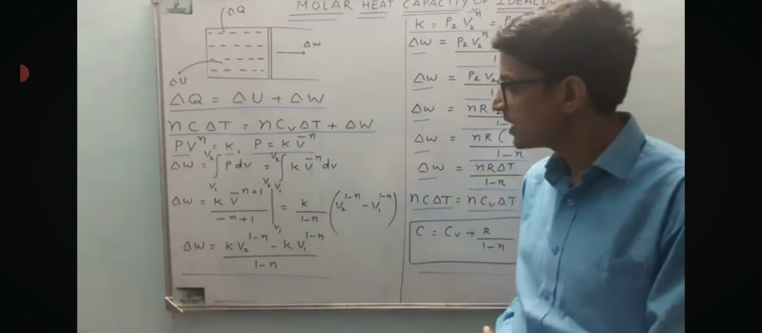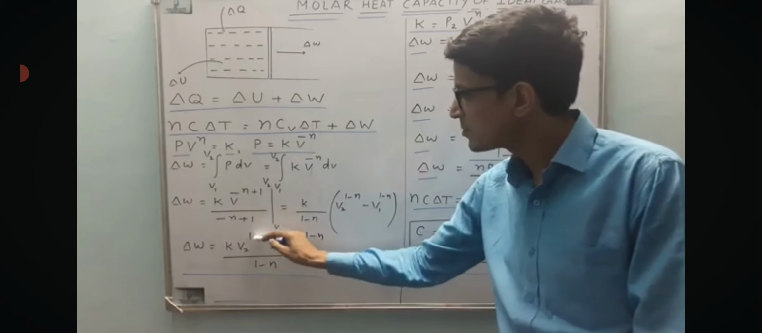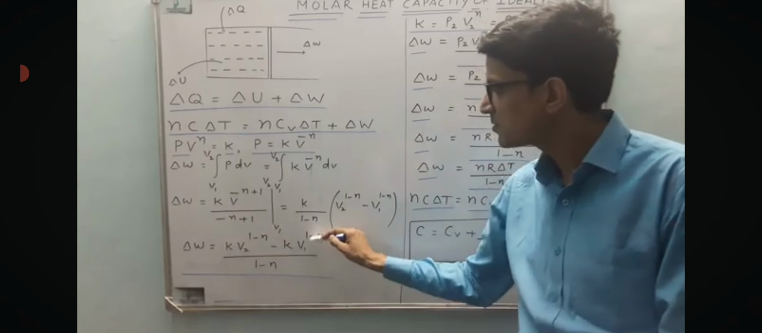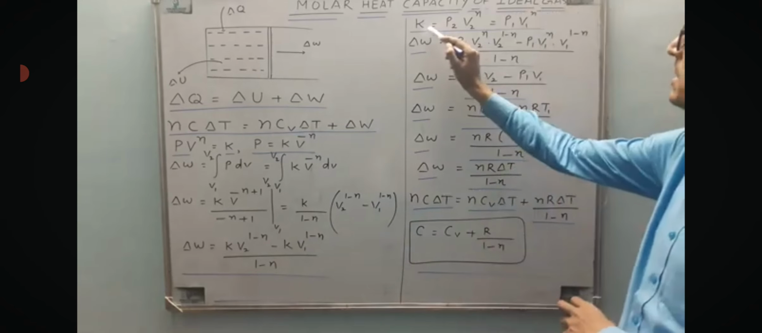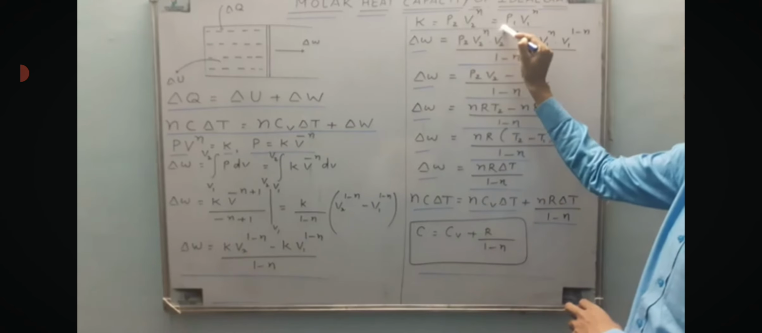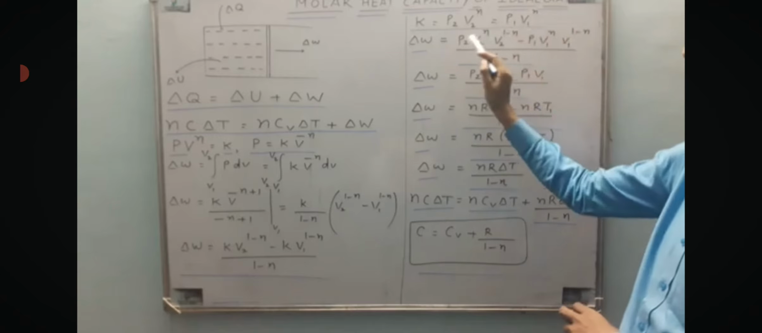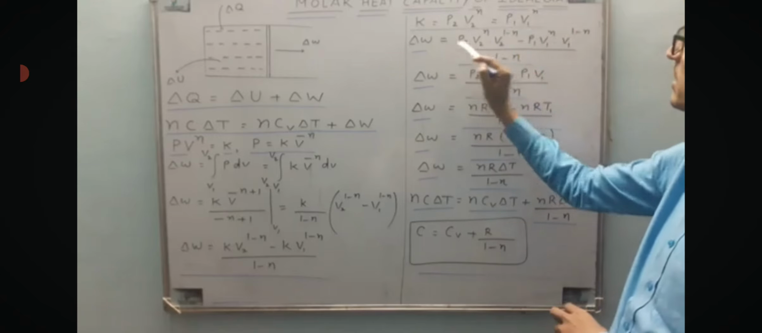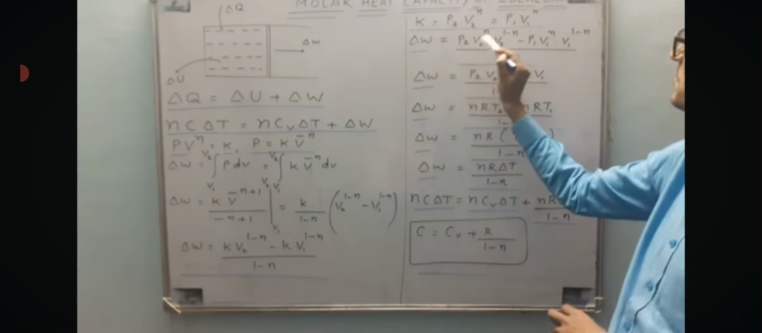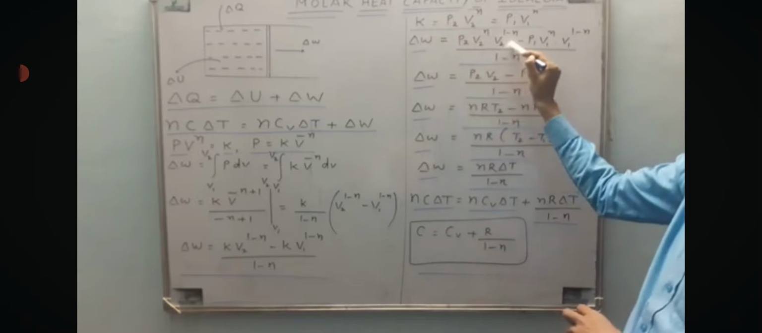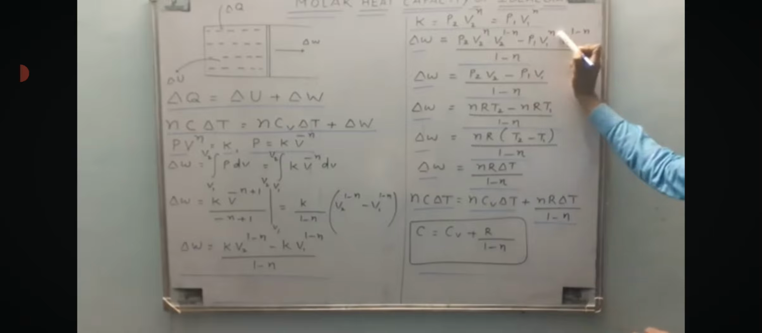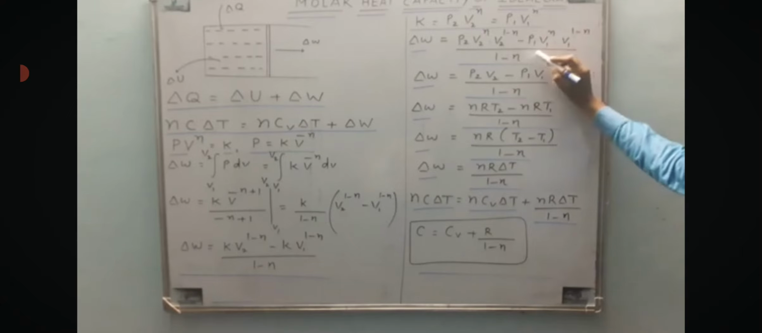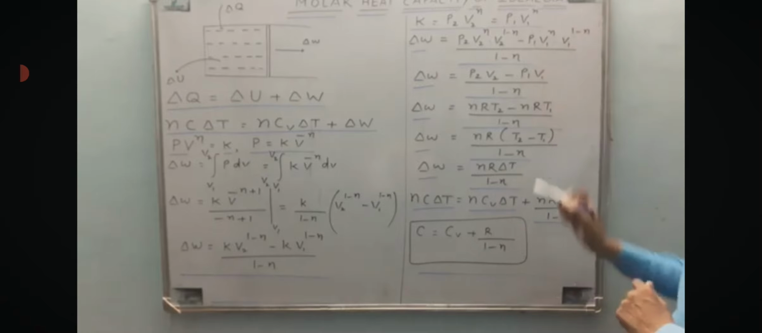Multiply this expression by K, we have work done as K V2 raised to power 1 minus n minus K V1 raised to power 1 minus n divided by 1 minus n. Now K is equal to P2 V2 raised to power n is equal to P1 V1 raised to power n. So if we substitute the value of K, then we have delta W is equal to P2 V2 raised to power n multiplied by V2 raised to power 1 minus n minus P1 V1 raised to power n multiplied by V1 raised to power 1 minus n divided by 1 minus n.